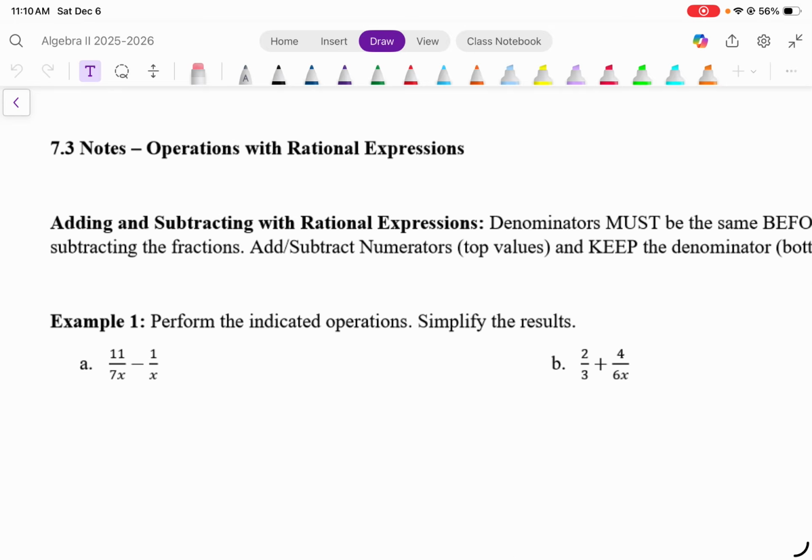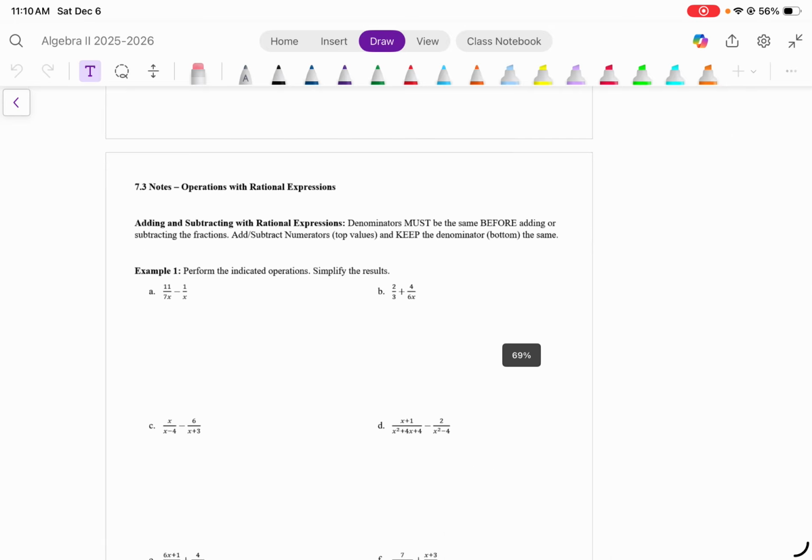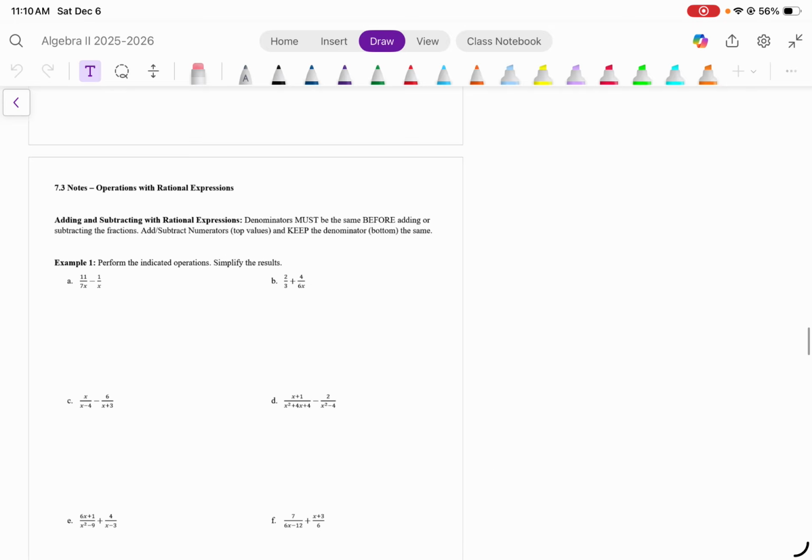7.3, we're going to go over operations with rational expressions. This first video is going to go over adding and subtracting, and then the second video is going to go over multiplying and dividing.